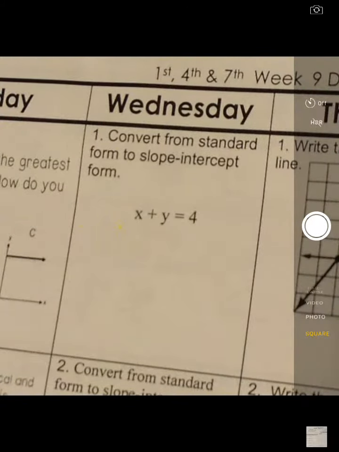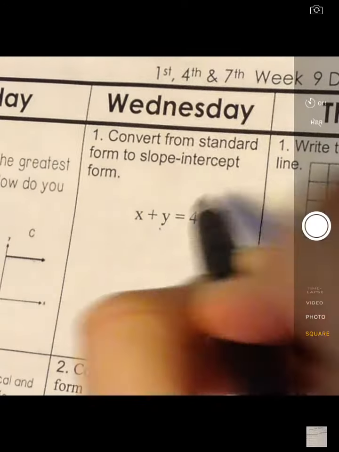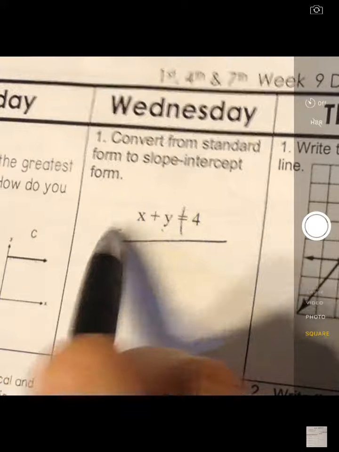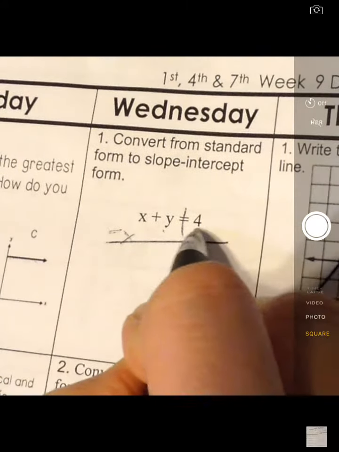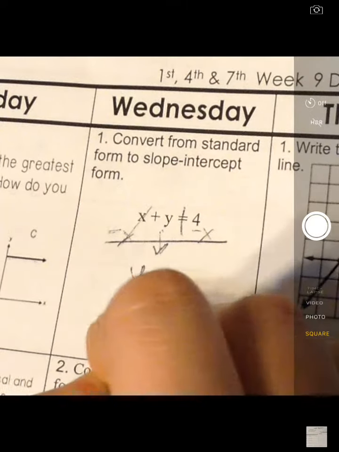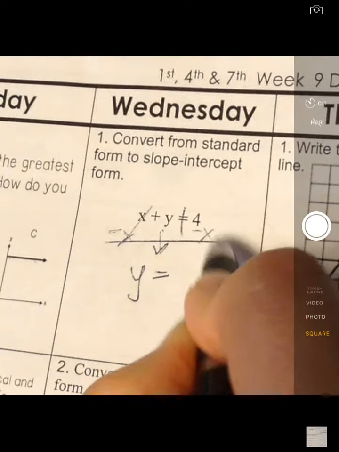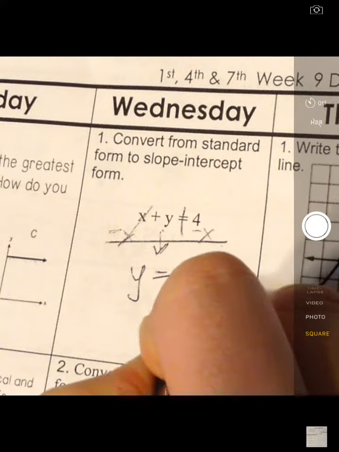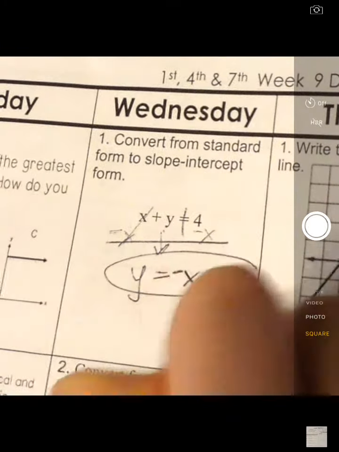All right, here's Wednesday's do now. We're converting from standard form to slope-intercept form. This is what we learned yesterday in the notes. So I want y to be alone. So for y to be alone, I need to move x away from it. I need x to cancel out. So if I subtract x from both sides, it cancels, and I'm left with y equals. I cannot combine these because they are not like terms, so I just drop them down. Negative x plus 4. Done.